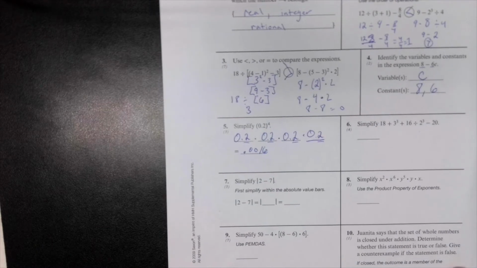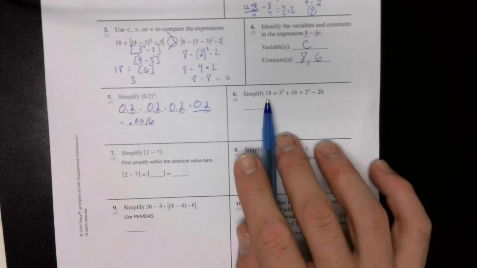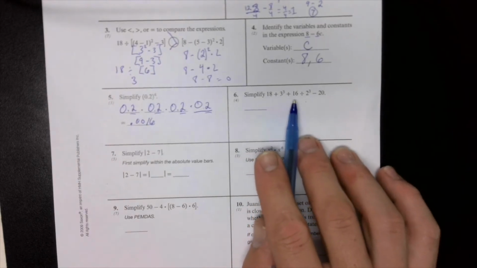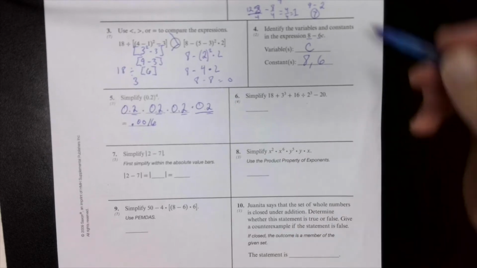0.0016 would be correct for number 5. In number 6, it says 18 plus 3 to the third plus 16 divided by 2 to the third minus 20. It asks us to simplify. Again, we're using order of operations.